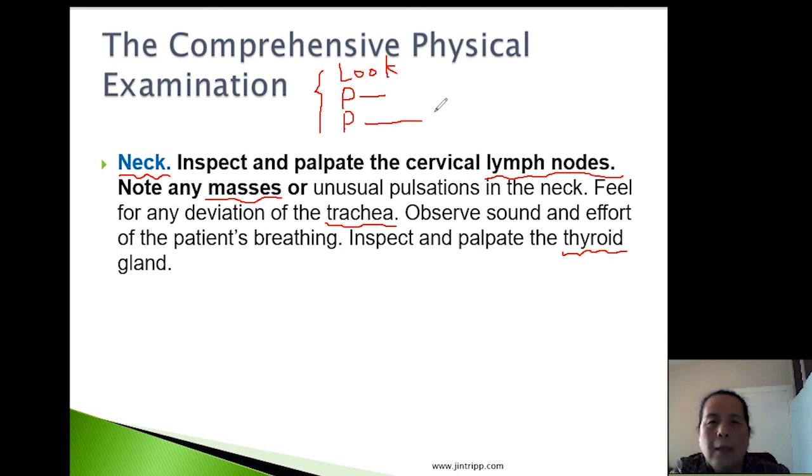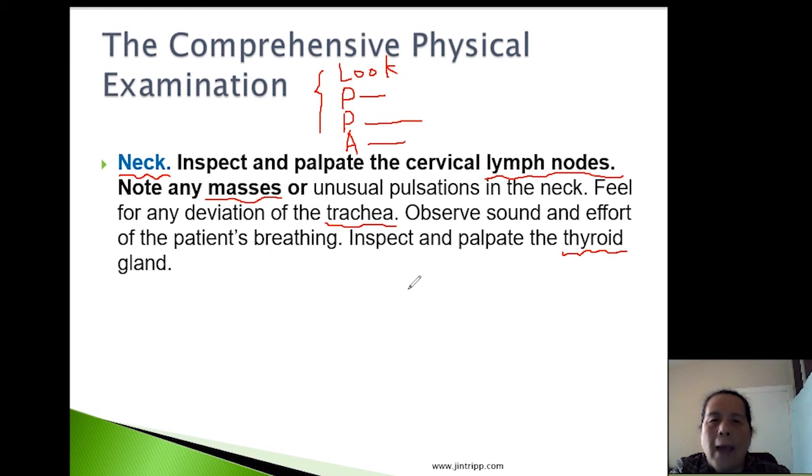Percussion uses the fingers to tap the patient's body. And auscultation means we use a special kind of scope to hear the sounds coming from inside the patient's body. So in different parts of the body, we may pick up a different way.